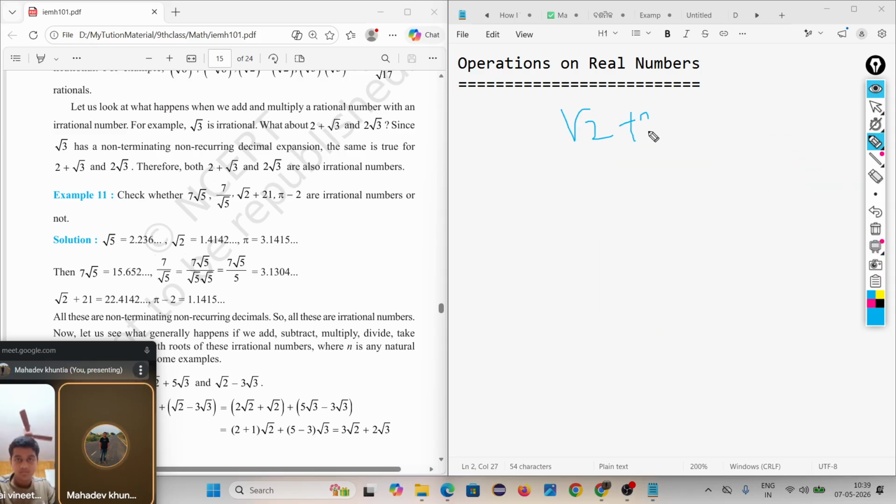Okay, sir. Root 2 plus 21, your answer will be how much? Is it rational or irrational? Irrational. Because here root 2 is an irrational number, 21 is a rational number, and I know rational plus irrational, my answer will be irrational.